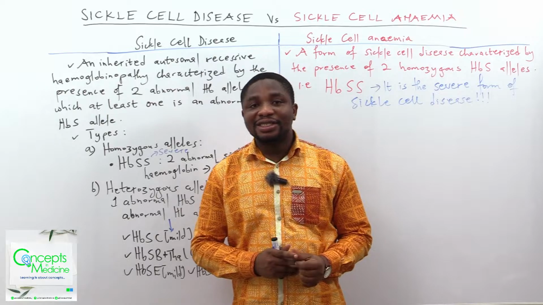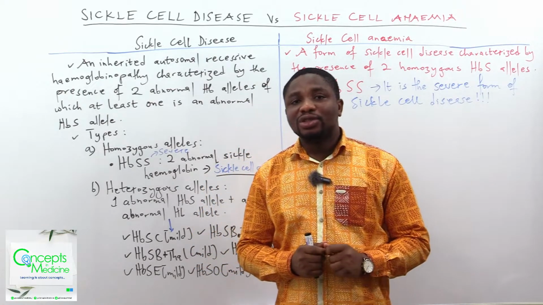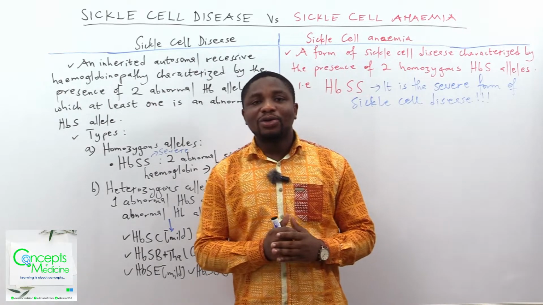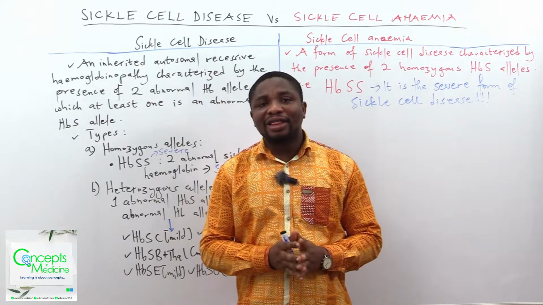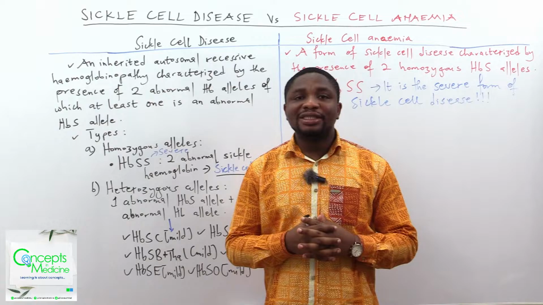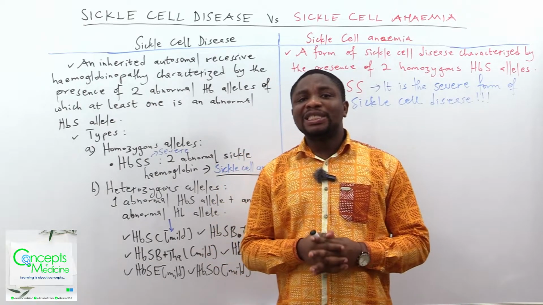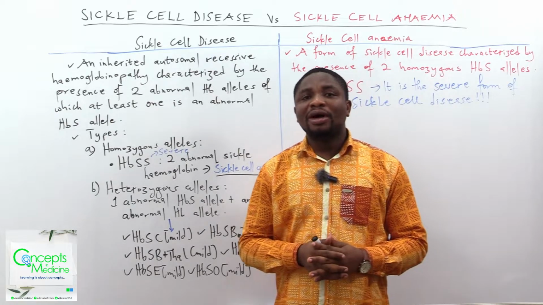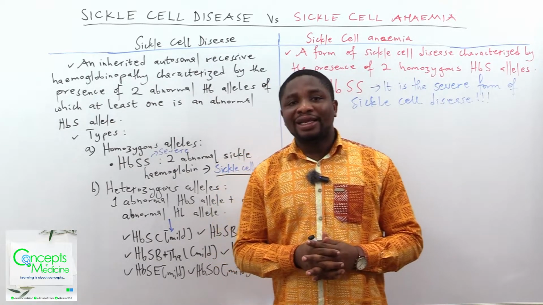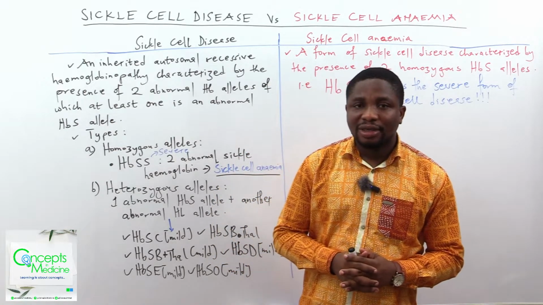When we say sickle cell disease, it refers to an inherited autosomal recessive hemoglobinopathy characterized by the presence of two abnormal HB alleles, of which at least one is an abnormal sickle hemoglobin allele, that is HBS.